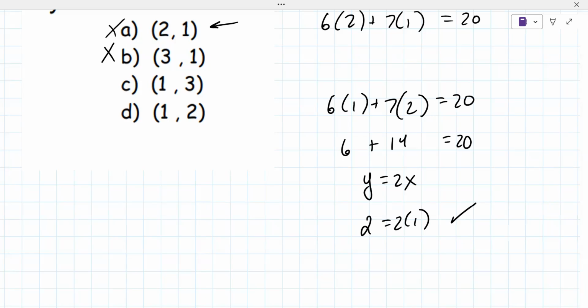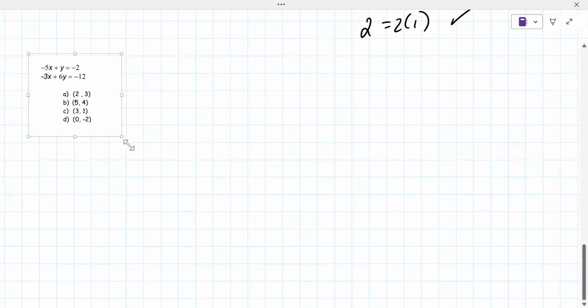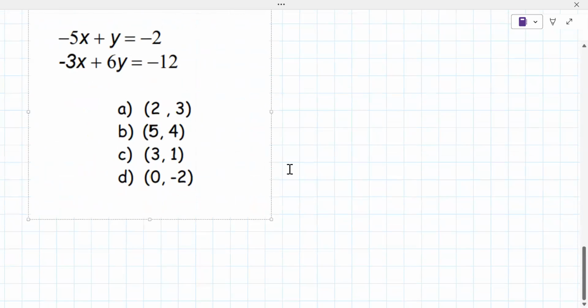You want to try one more like this or not? Yeah, I could do one more like this. Okay, we'll do this one, then we'll kind of go back to the more standard approach here, but this is kind of the first type of question you'll see. So again, you just got to try them until you find one that works, basically.